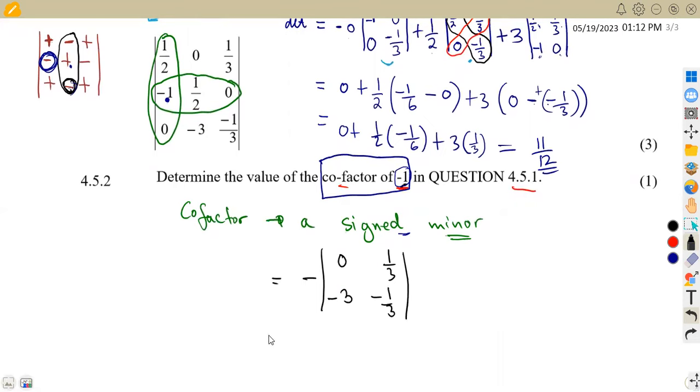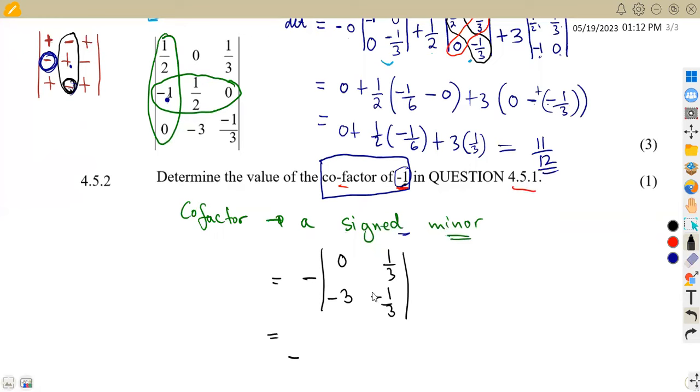So this is going to be the cofactor now of negative 1 by the sign which corresponds from this matrix, not the negative on this one, but the negative from the matrix. It's not about the sign that is carried by this one, but the sign that is from this matrix. That is the one that you use here. All right. So this is going to give us negative.